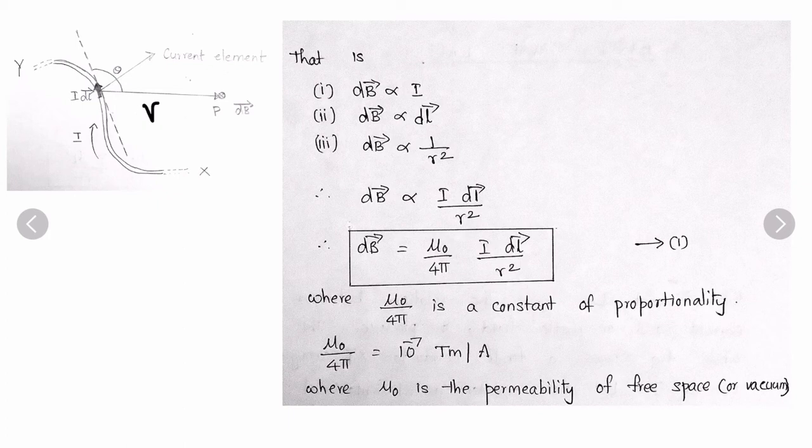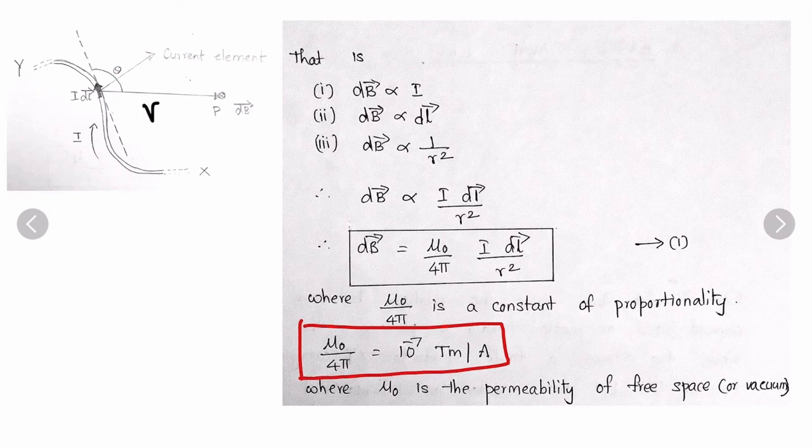Once again I tell you, dB is proportional to I, dB is proportional to dL bar, and dB is inversely proportional to R square. These three things together we have written like this, and after the proportionality symbol comes is equal to mu 0 by 4 pi IdL by R square. What is this mu 0 by 4 pi? Mu 0 by 4 pi is a constant of proportionality. Its value is 10 to the power of minus 7 Tesla meter per ampere, where mu 0 is the permeability of free space.